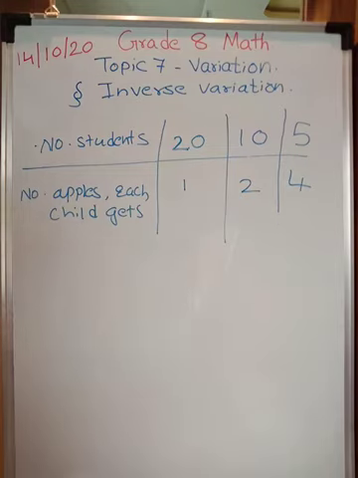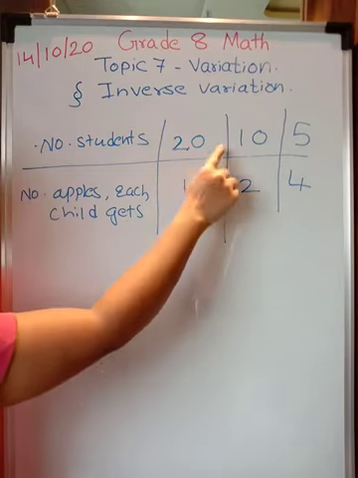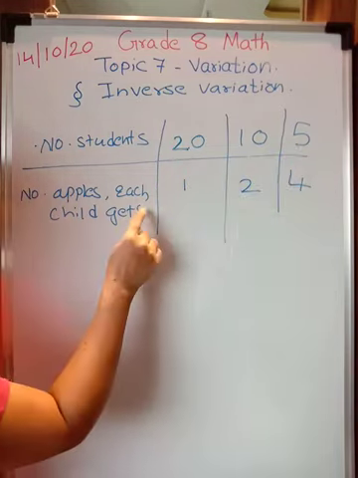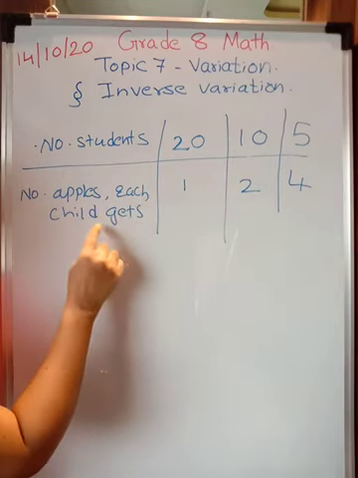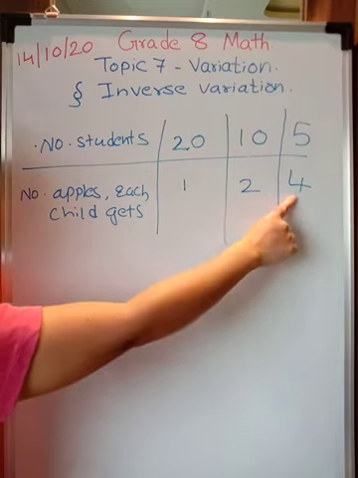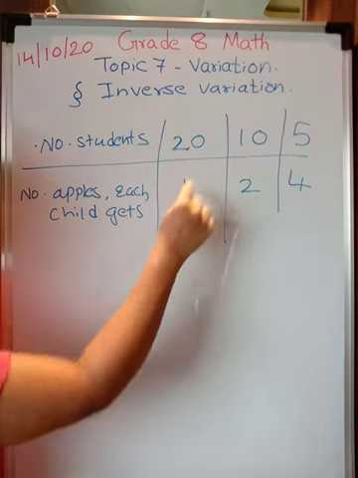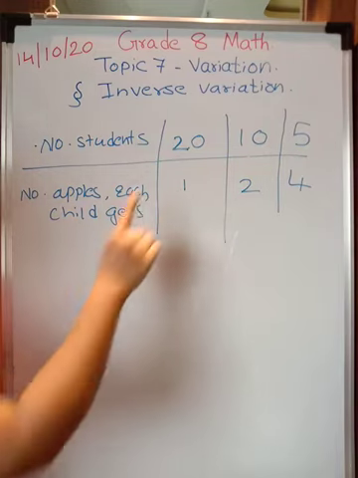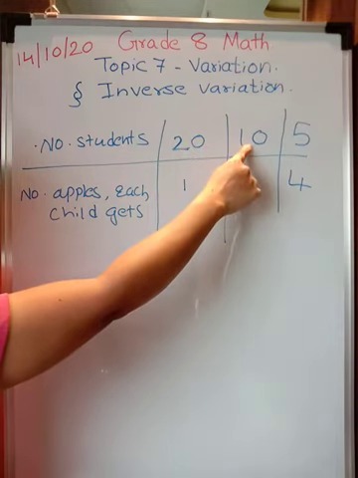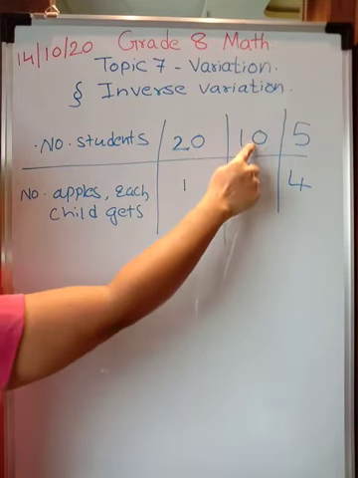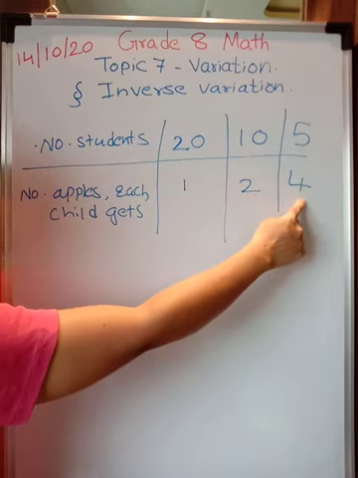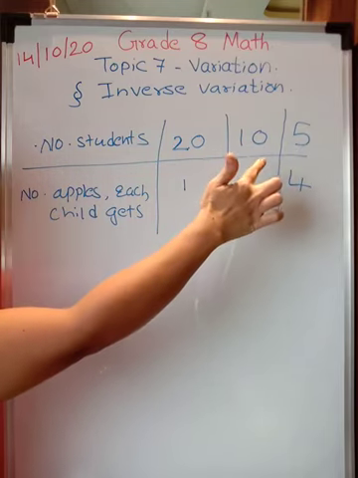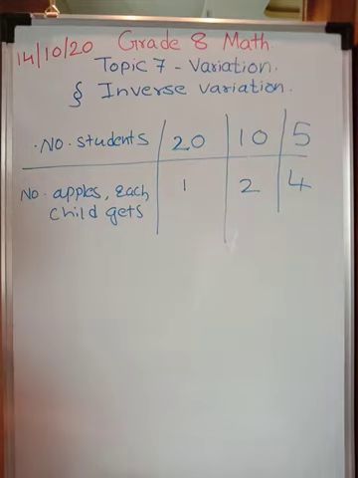Are you understanding me? As the quantity of students is decreasing, the number of apples each child gets is increasing. Can you see this? And this change is in the same proportion. See over here the students have become half, and here the apples have doubled. Half of 20 is 10, half of 10 is 5. So double of 2 is 4. By which quantity it is decreasing, by the same quantity it is increasing.